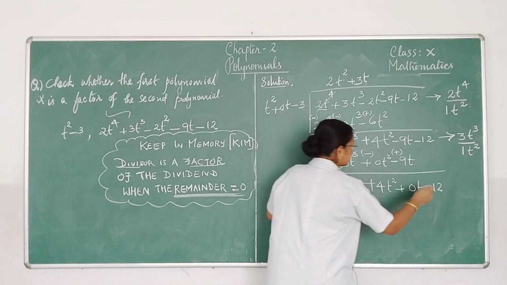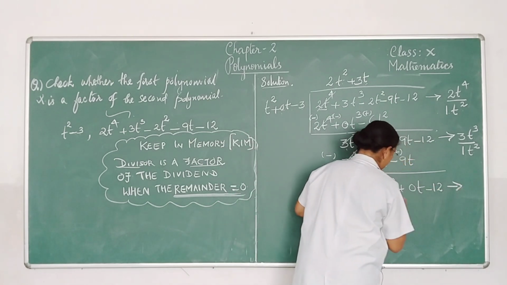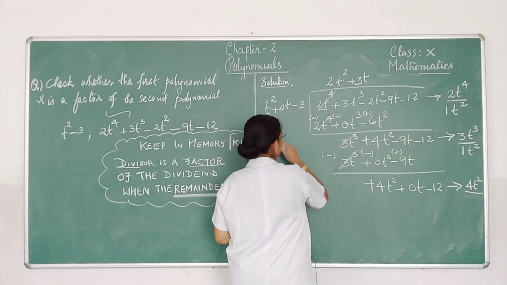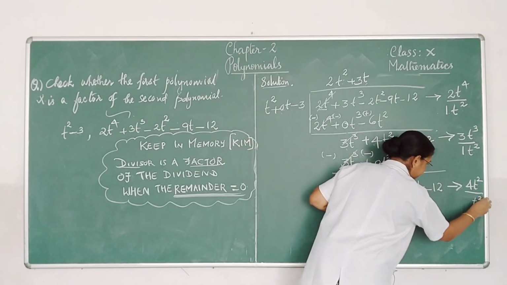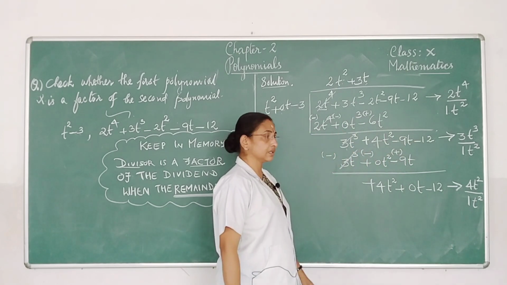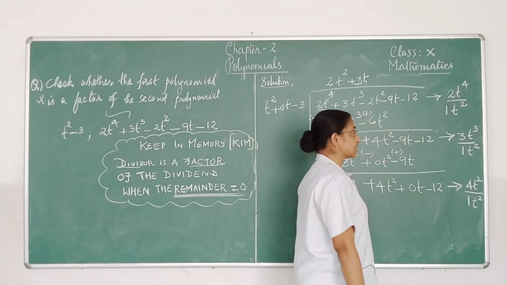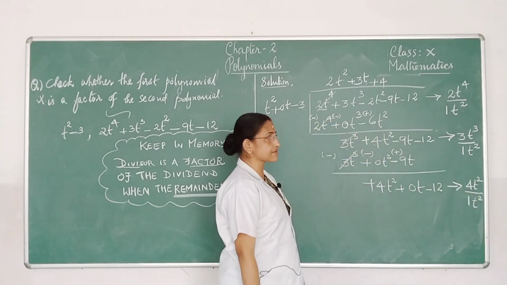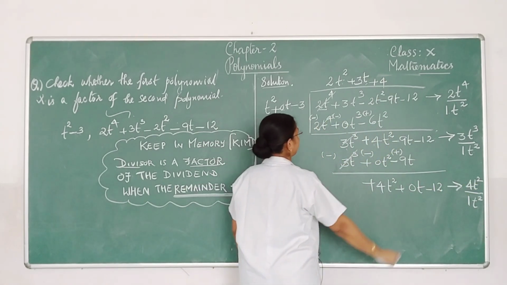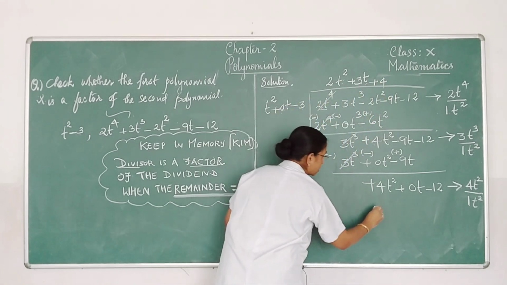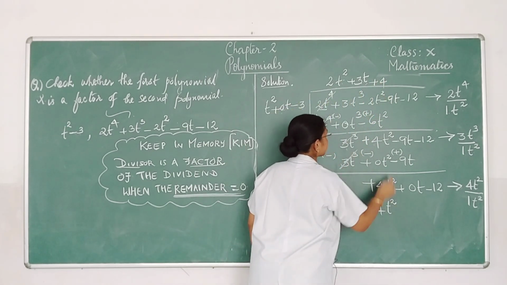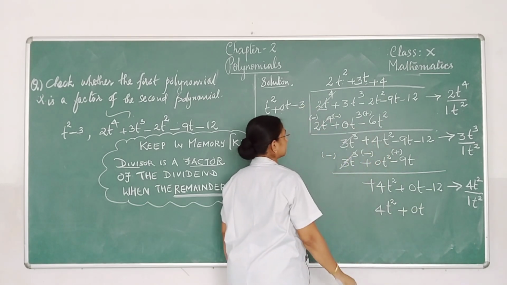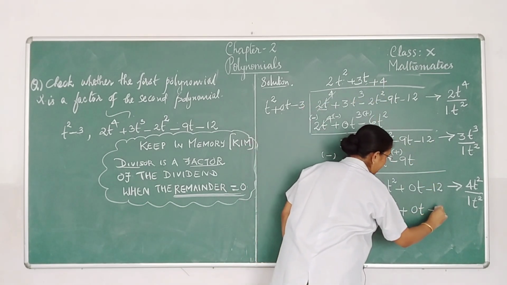So the next term of the quotient you will get from the first term 4t square, that you need to divide with the t square of the divisor. T square means 1t square. What about 4 by 1? It is plus 4. T square by t square gets cancelled and becomes 1. Now I am going to multiply 4 into t square is 4t square. 4 into 0 is 0t, then 4 into minus 3 is minus 12.